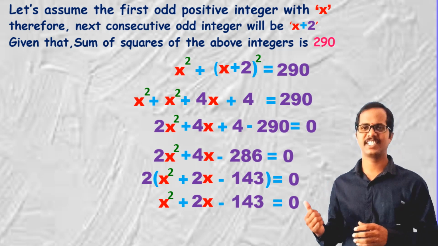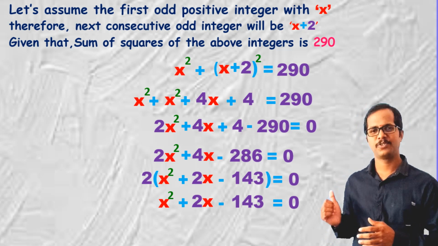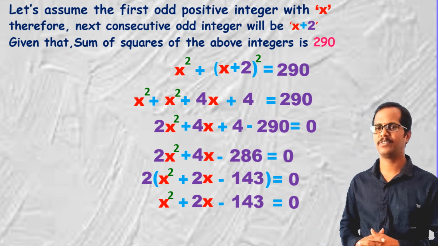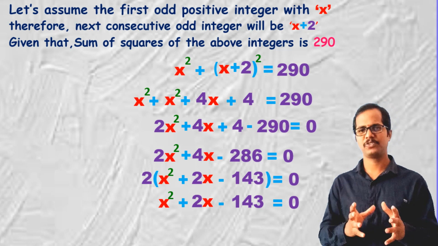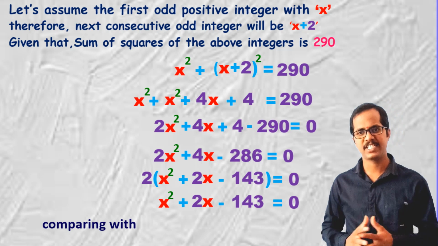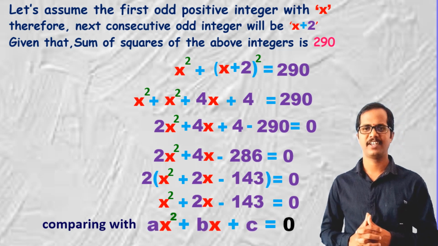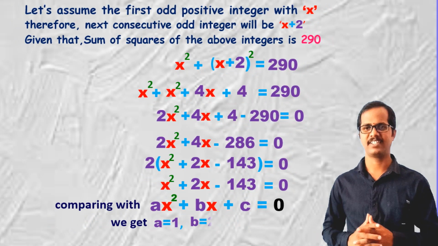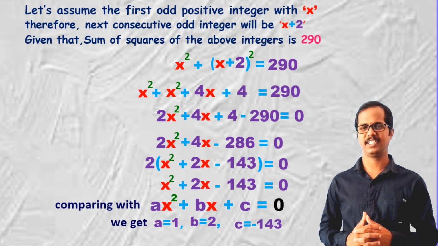So we get a quadratic equation here, and we need to find the solutions of this equation so that we get the x value. To find the x value, here we can use the quadratic formula. To use the quadratic formula, first we need to compare this quadratic equation with the general form of quadratic equation, that is ax square plus bx plus c equals to 0. So by comparing, we get a equals to 1, b equals to 2, and c equals to minus 143.